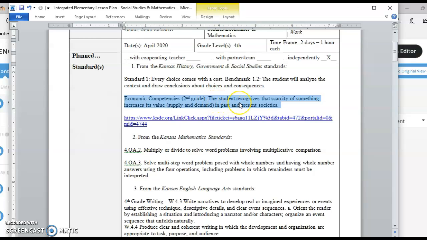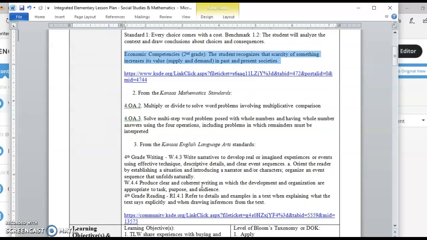So in this case, we're talking about scarcity and increasing things in value and looking at past and present societies, because we're talking about a different time period when people had peddlers who went around selling things and such, and then also making connections to modern day ways that we buy and sell things. It's always good to put links in there. I do have some of the links in here, but that does help out.